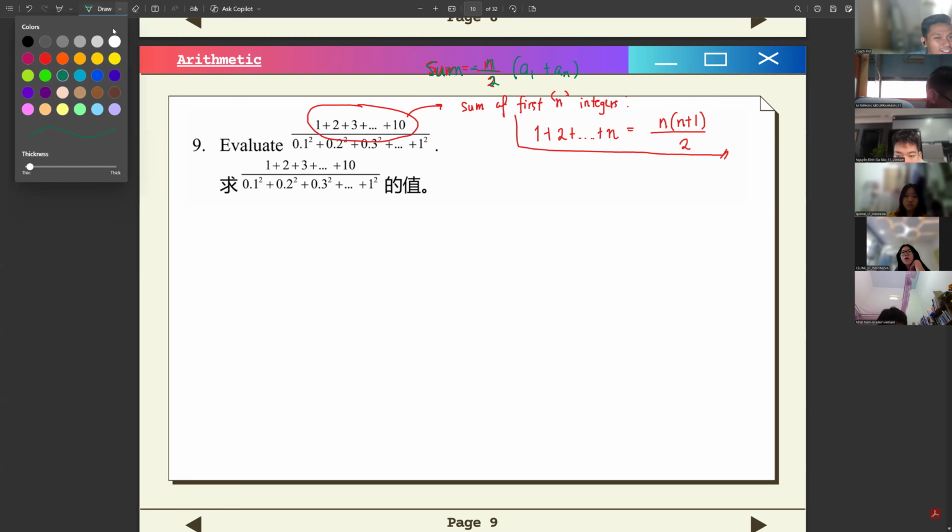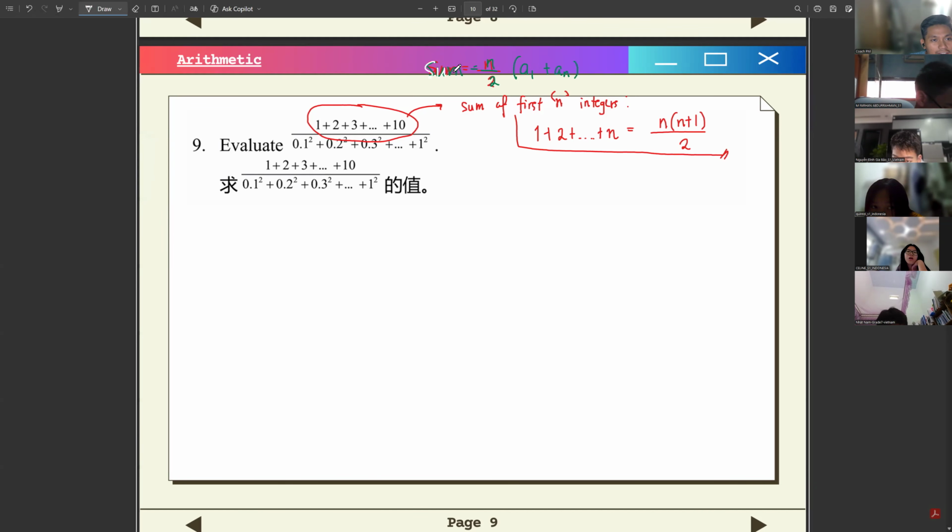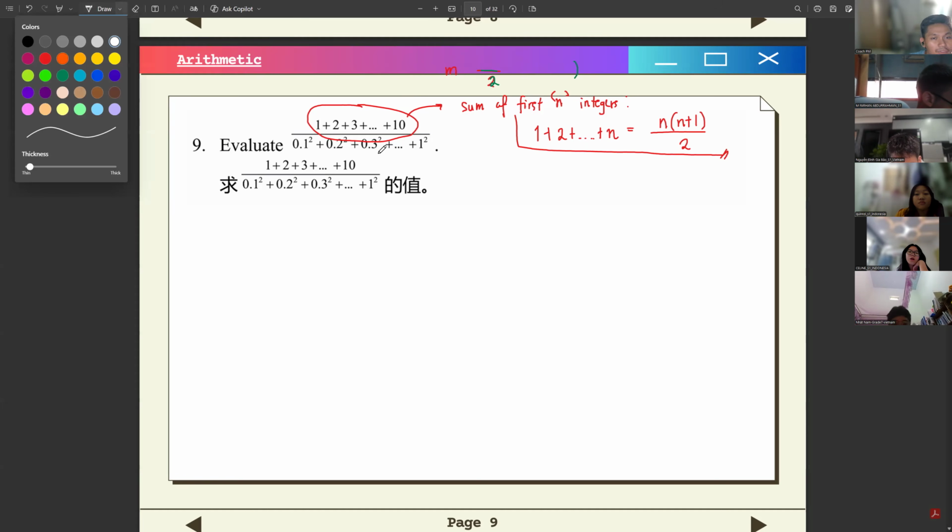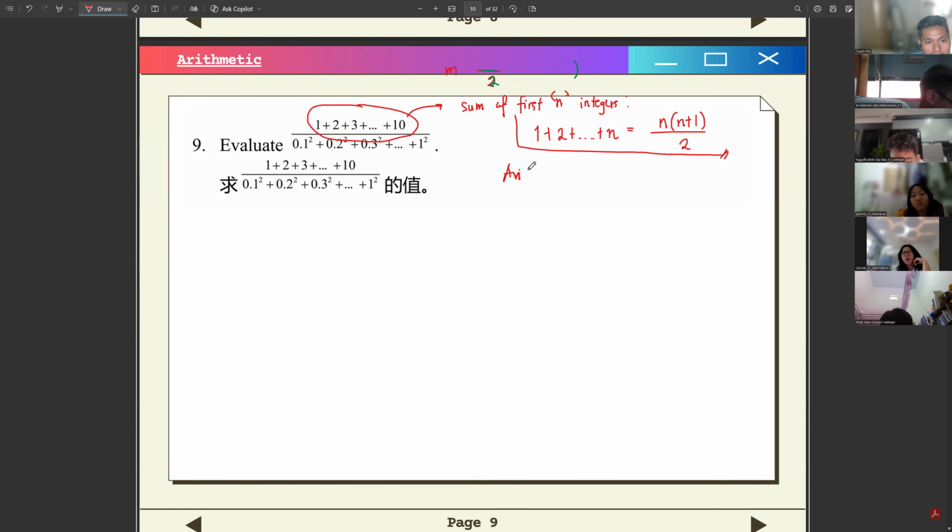So it's still not visible. Let's use white. Let me just write it on the bottom. So the arithmetic sum, let's review a bit, is equal to the number of terms over 2 times the sum of the first term plus the last term. So this is just this, because your last term is n and your first term is 1. So that becomes this formula for the first n integers.